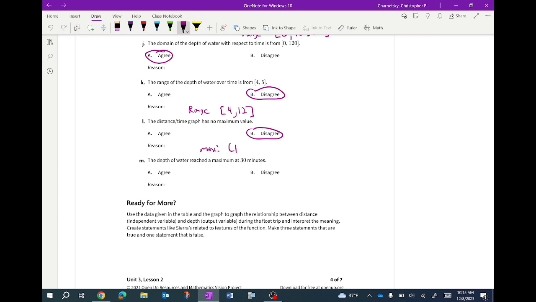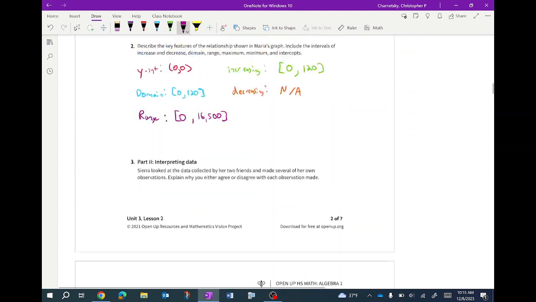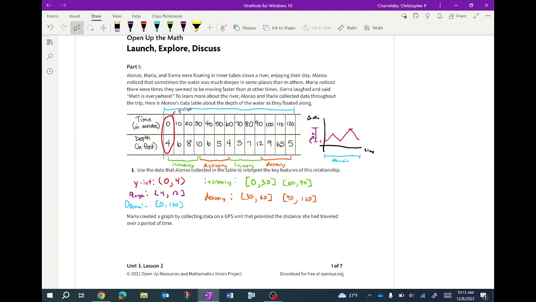Max. That was our maximum. The depth of the water reached a maximum at 30 minutes. Well, let's take a look. At 30 minutes we have a depth of 10. That is not our maximum depth. At 90 minutes we're at a depth of 12. So our maximum value for this graph, as far as we could tell, is at 90 minutes with a depth of 12.